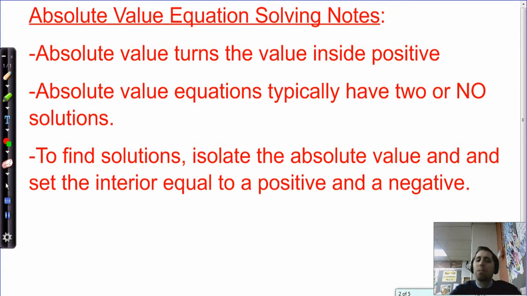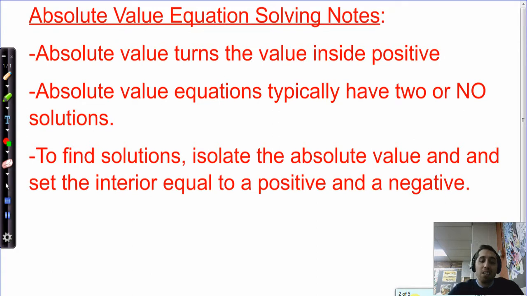Second note is that absolute value equations typically have two solutions or no solutions. And I'm going to give you an example of each. I say typically because there is a specific case when an absolute value equation can have one solution. But I'm going to leave that as a critical thinking question for you guys, maybe on a test or a bell work, or just to think about after you get a little taste of it with the rest of this video. Third note is a kind of a step or a guide to solving absolute value equations.